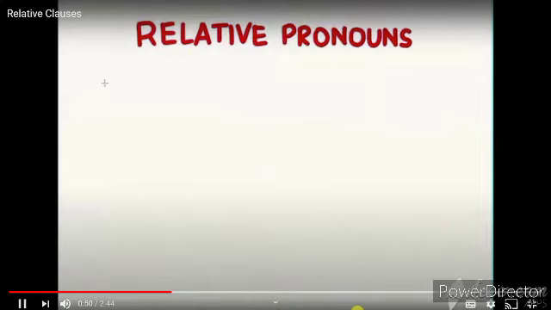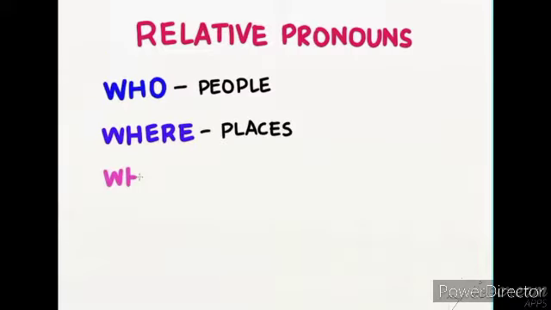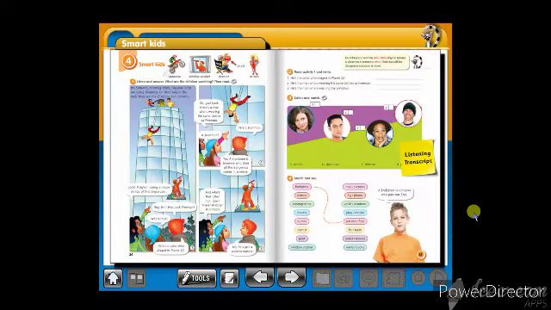Here are the relative pronouns. The relative pronouns who or whom is used to describe people. Where is used to describe places. When is used for times. That and which are used for things. And whose is used to show possession. Now let's put into practice what we just learned.